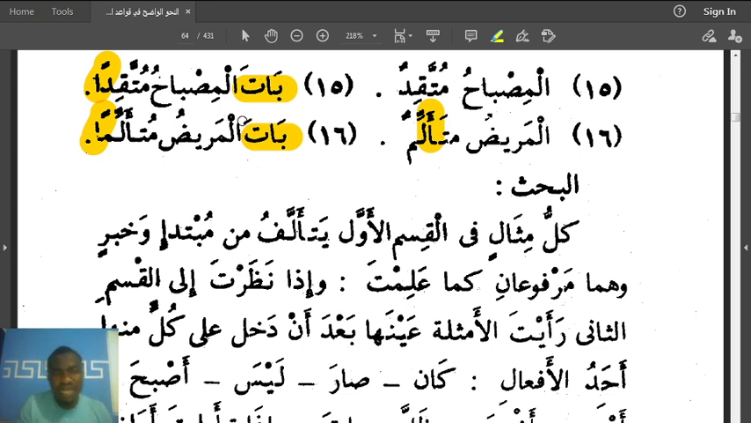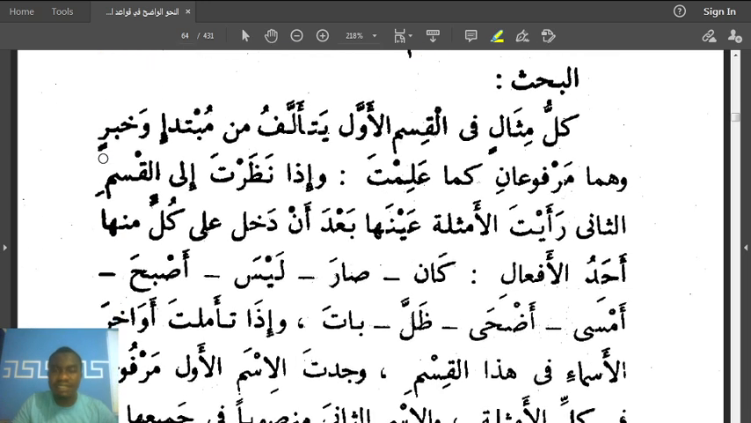Okay, so that is bat. So he says bat al-misbahu muttaqidan. What we understand from here is that the lamps remained lighted up throughout the night. Again here, bat al-maridu muta'alliman. The patient went through his night in pain. These are the meanings and the differences. Just write every detail down and try to look at them clearly, very well.